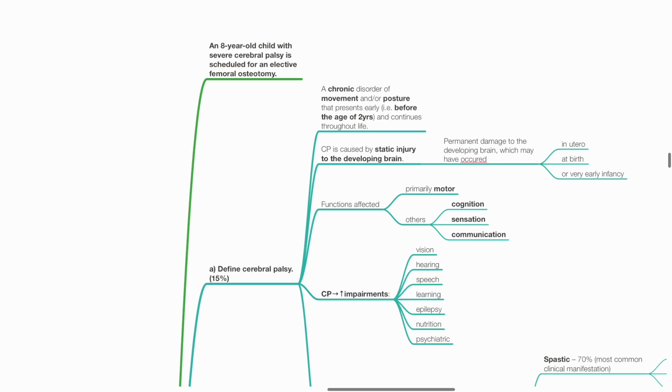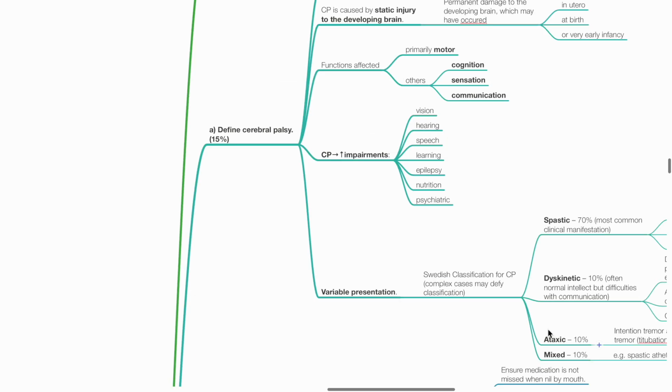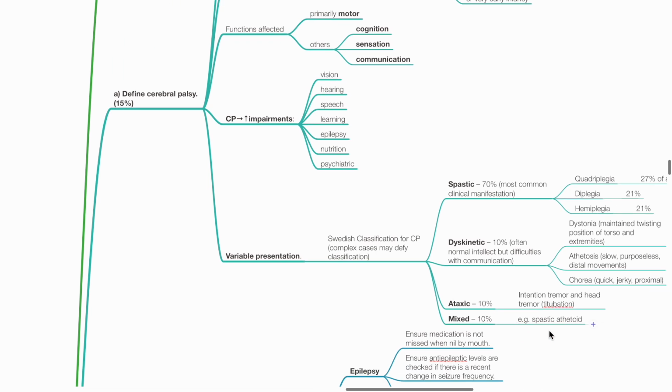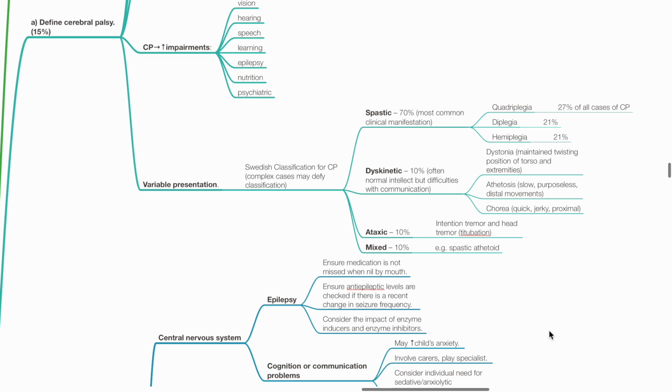Functions affected are primarily motor. Other functions that may be affected include cognition, sensation, and communication. There is increased incidence of impairments of vision, hearing, speech, learning, epilepsy, nutrition, and psychiatric problems. There is variable presentation, including spastic, dyskinetic, ataxic, and mixed presentations.